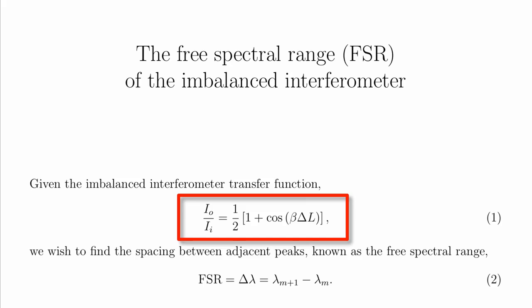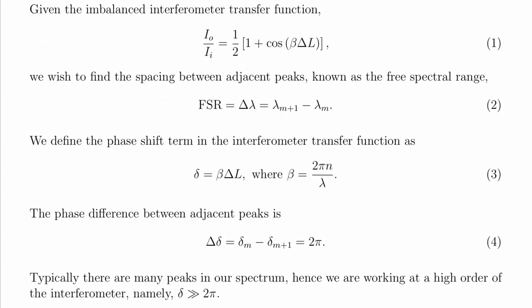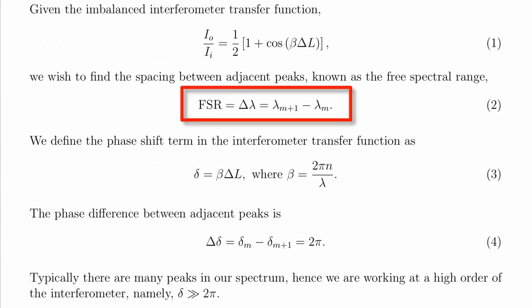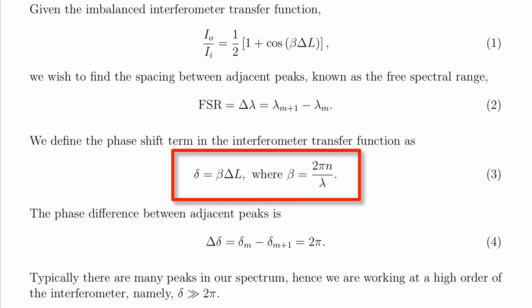We begin with the optical transfer function for the imbalanced interferometer, where the waveguides are identical and there's a path length difference of delta L. We wish to find the spacing between adjacent peaks, known as the free spectral range, which we define as the wavelength difference between peak m+1 and peak m. We define the argument of the cosine transfer function as delta.